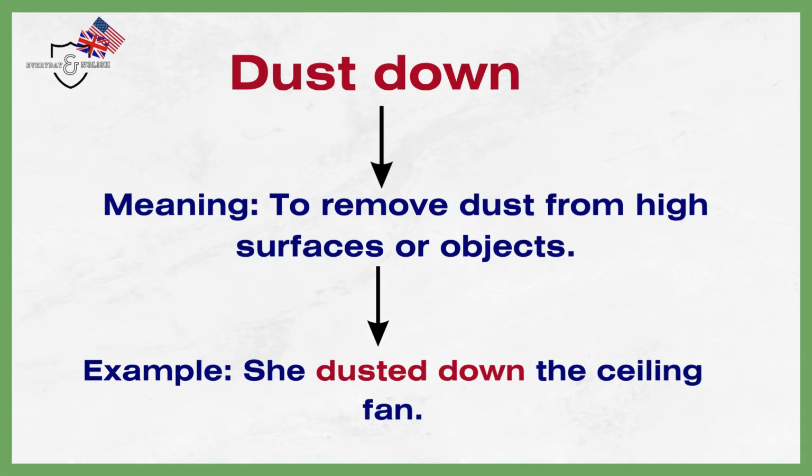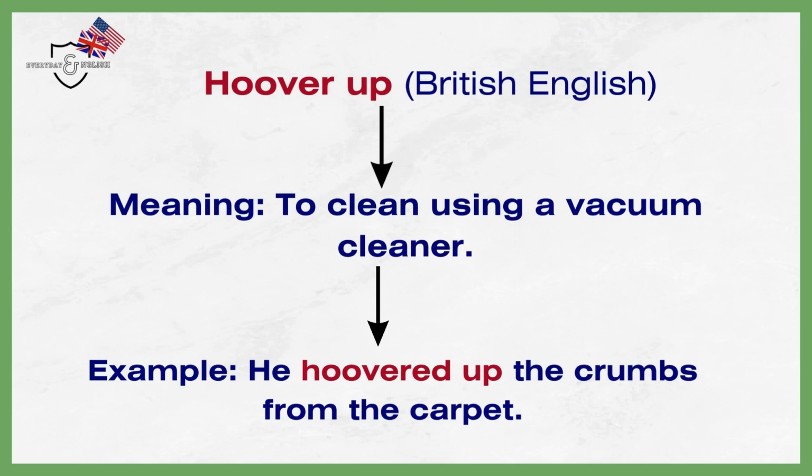Dust down. Meaning, to remove dust from high surfaces or objects. Example, she dusted down the ceiling fan. Hoover up. Meaning, to clean using a vacuum cleaner. Example, he hoovered up the crumbs from the carpet.